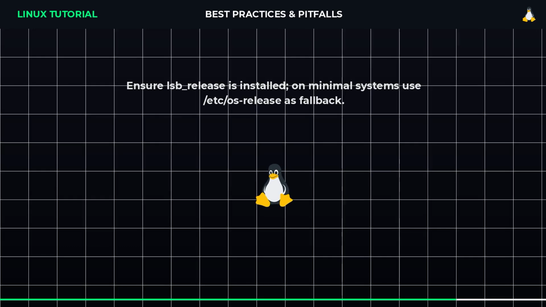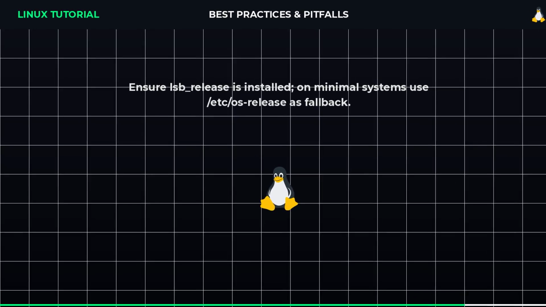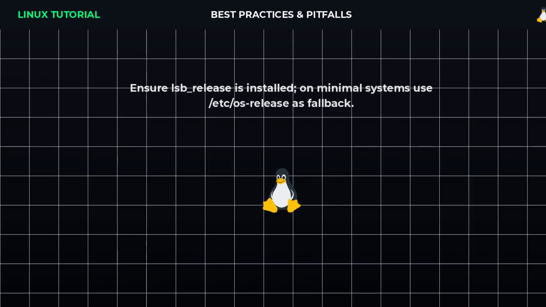you are on. The lsb_release utility is part of the LSB core package on many distros, so make sure it's installed first. On minimal installations, it might be missing. In that case, you can read /etc/os-release or /etc/lsb-release directly.